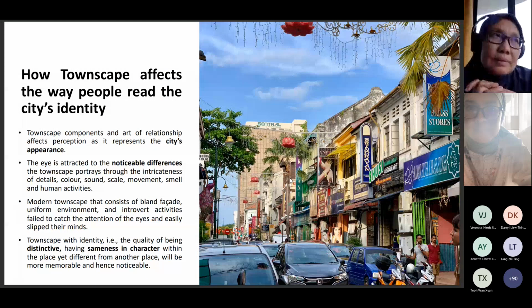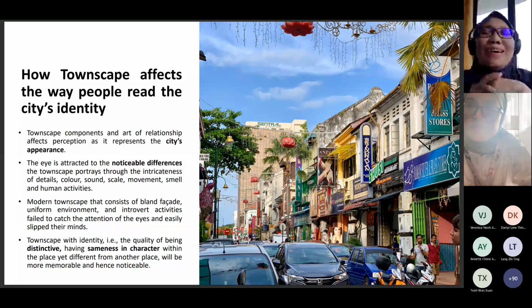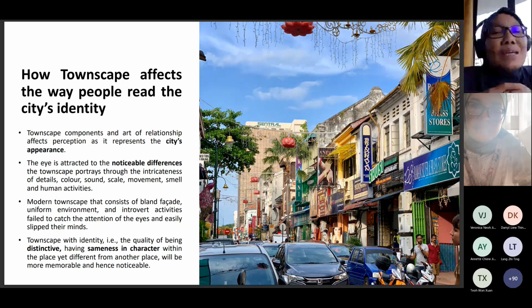I worked on getting the listing, helping the local authorities to do that. That's why I have a very strong attachment to these places. So how does townscape affect the way people read the city? Like I said just now, it represents the city's appearance.